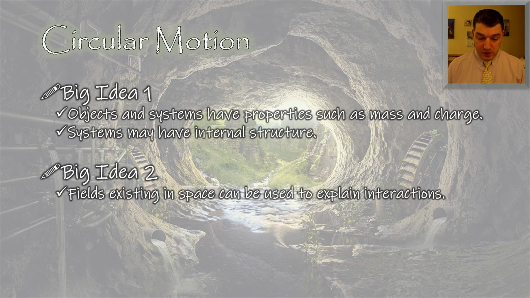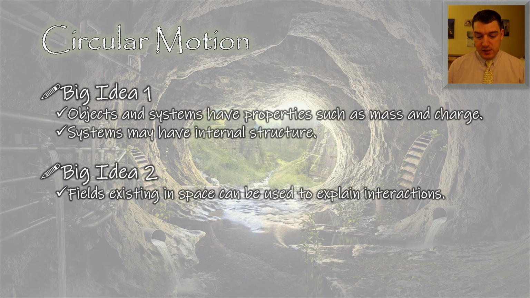There's 4 of them, starting with big idea 1, that objects and systems have properties such as mass and charge. Systems may have internal structures. Really, it's going to be about the mass idea here. We're going to talk about how to find inertial mass, and then in the next topic, universal law of gravitation, we'll talk about finding the gravitational mass and comparing the two, which it turns out that they're identical, regardless of which way you measure it.